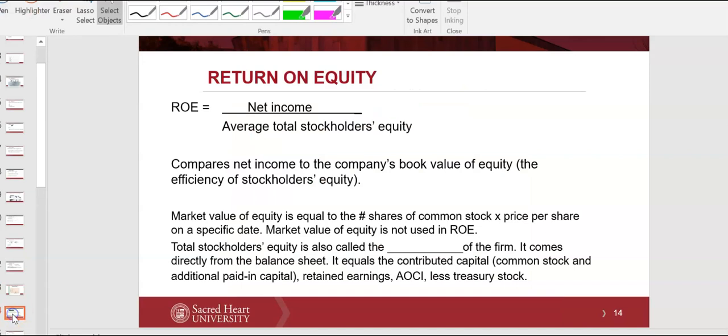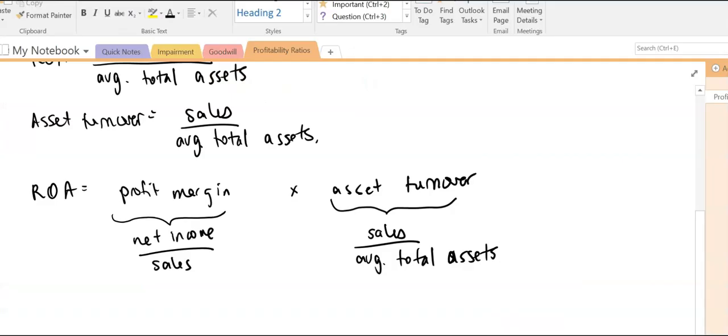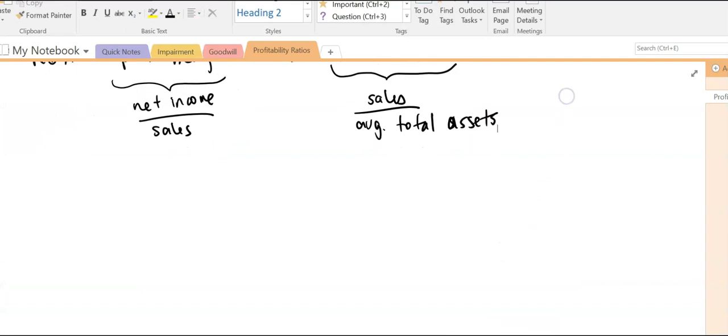Let's move along to another measure, return on equity. Return on equity is equal to net income divided by average total stockholders' equity. So this is another measure of the efficiency of what the company is using to generate income. Whereas ROA looked at our investments in assets in producing income, ROE takes a different view: how is our stockholders' equity, the total book value ownership of the company, doing at producing income? So let's add that to our formula sheet.